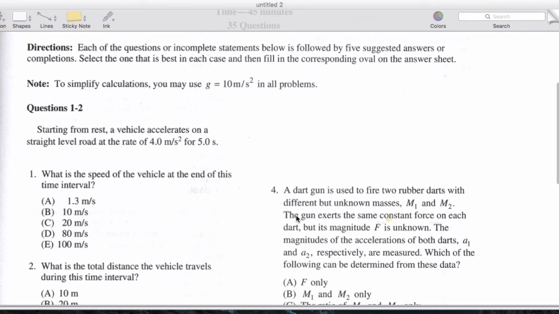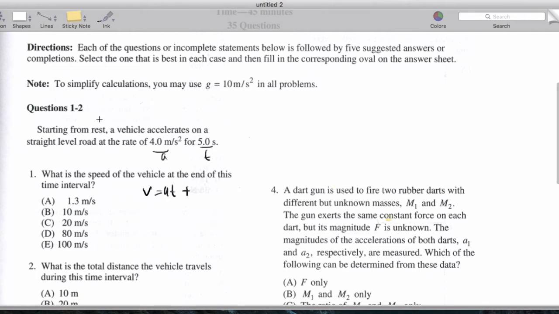All right, so multiple choice problems on practice exam 2. Let's go ahead and practice those and get them done. So what is the speed of the vehicle at the end of this time interval? For question number 1, we've got an acceleration a, time t, v equals at plus v naught, and v naught is 0 because it starts from rest. So v is 4 times 5, which is 20 meters per second.